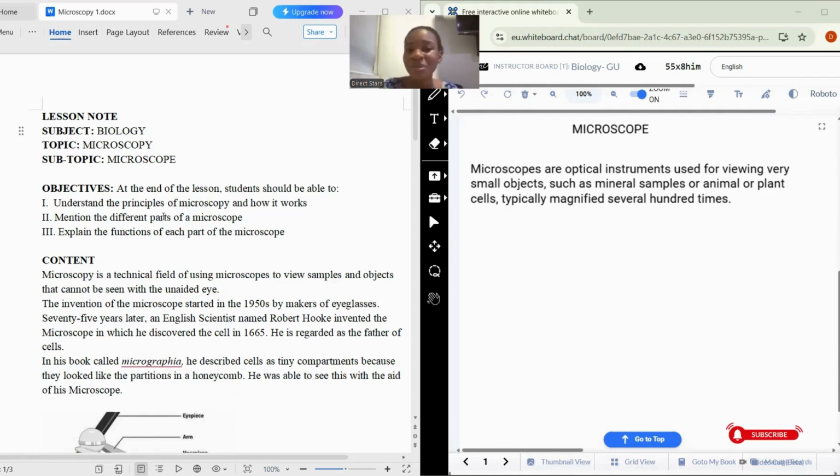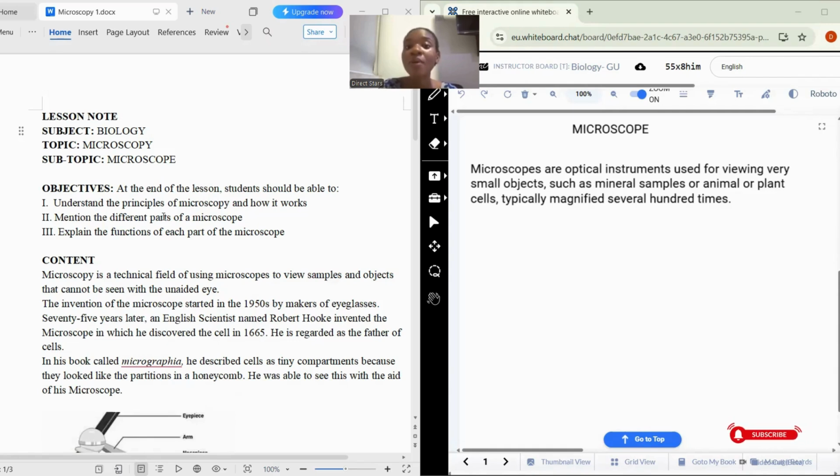So, when we talk about microscopy, what are we talking about? Microscopy is a technical field that is involved with the use of microscopes to view samples and objects that cannot be seen with the unaided eye. So please don't make a mistake in using the words microscopy and microscope. This is what we mean when we talk about microscopy.